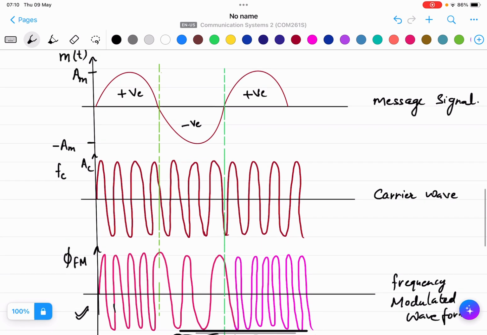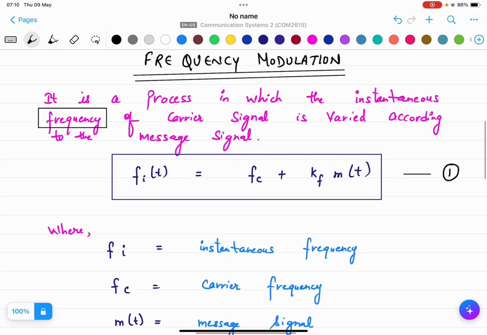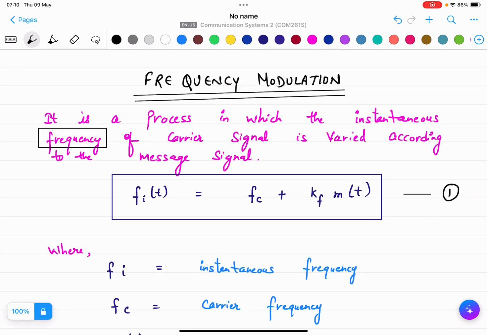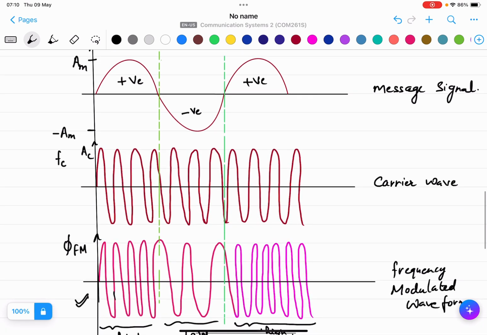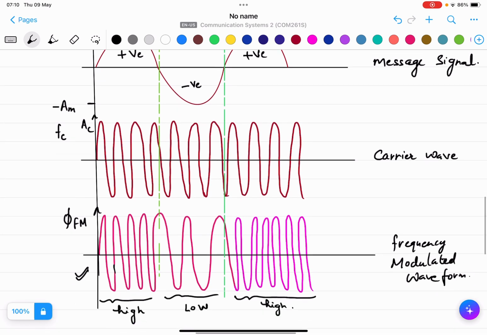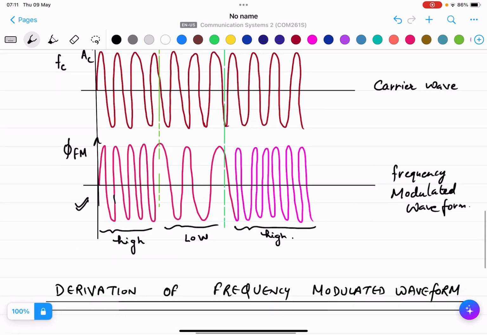So now from this figure you understand this equation. The frequency of the carrier signal is varied according to the message signal. So we are just looking at the message signal, and the frequency of the carrier signal is varied according to the message signal. Okay, so we can say there is no change in amplitude. Like in amplitude modulation, there was a change in amplitude according to the message signal, but now there is no change in amplitude. It's only the change in frequency, right? So that's why this is my frequency modulated waveform.